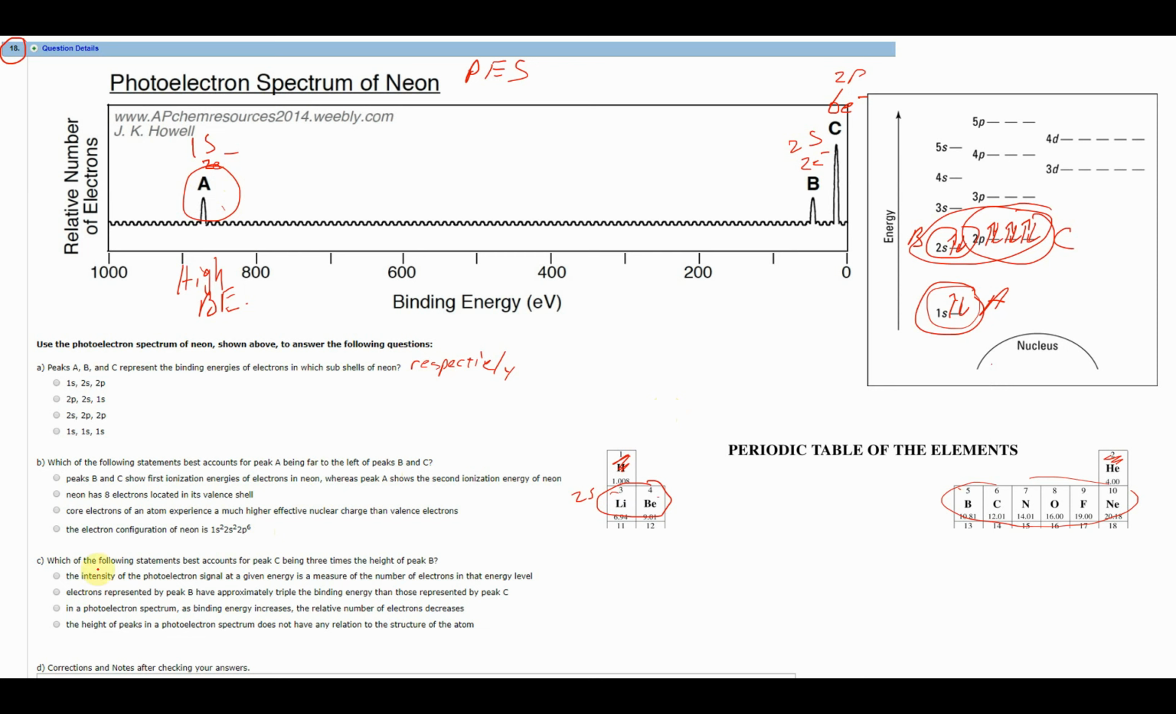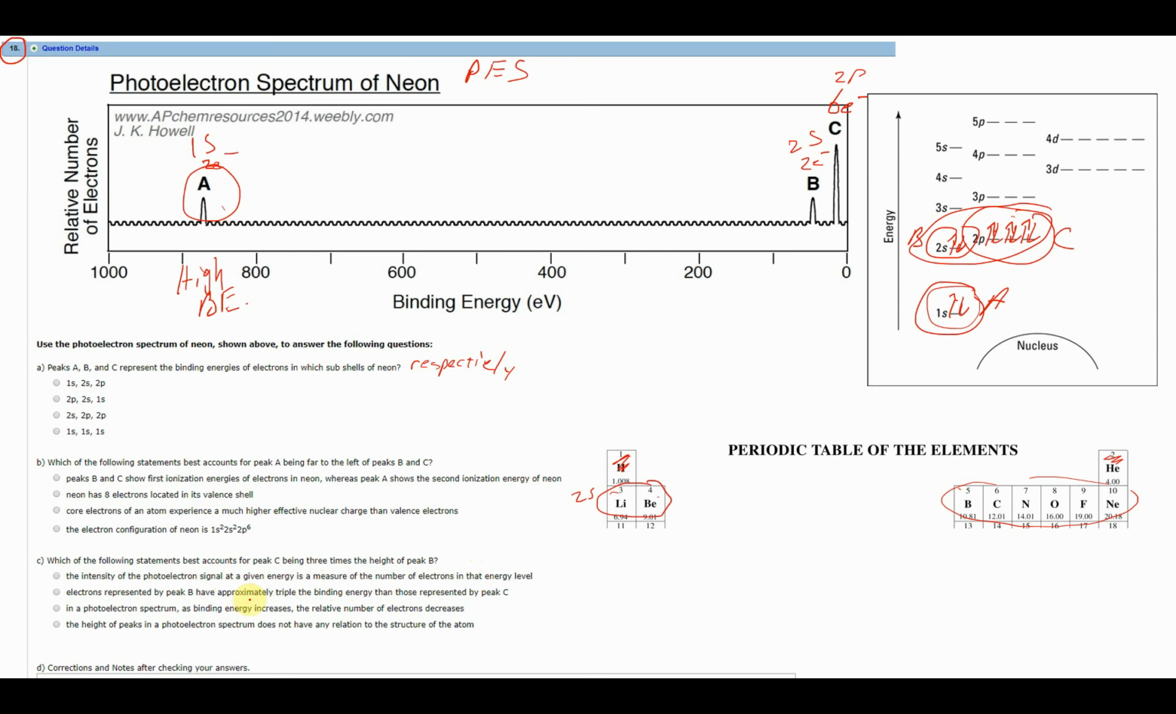And then we get down to C. Which of the following statements best accounts for peak C being 3 times the height of peak B? Well, as we already established, the height of the peak has to do with how many electrons are in that orbital, and so there are 6 electrons. So if we look at the answers, the intensity of the photoelectron spectrum at a given energy is a measure of the number of electrons in that energy. Ooh, that sounds good. I think that might be the answer.